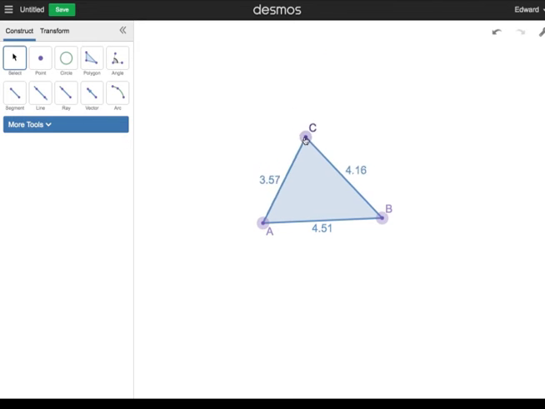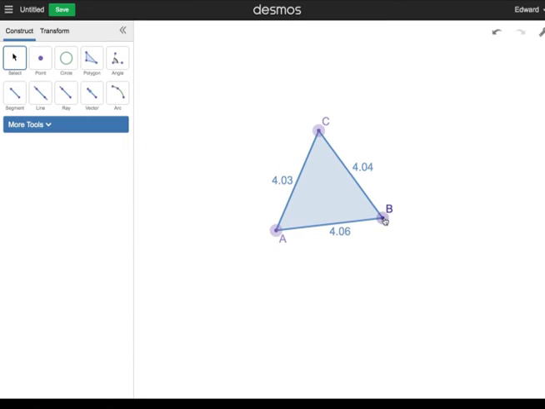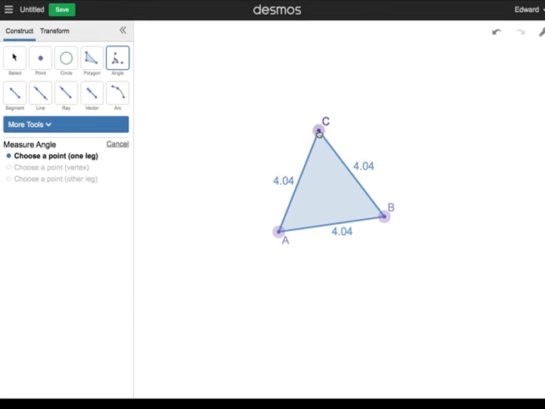Next, create an equilateral triangle. This one may be a challenge. You'll need to move all 3 points to get 3 congruent sides. This is an example of an equilateral triangle. Measure the angles of the triangle. Can you see that the equilateral triangle is also an equiangular triangle?